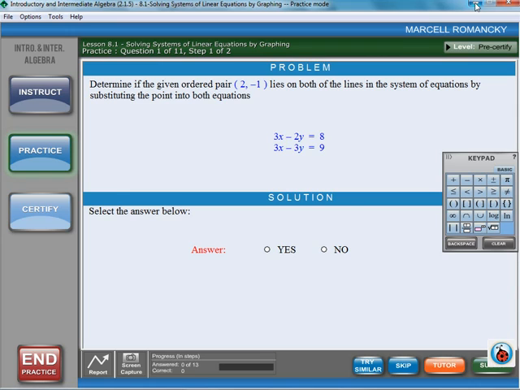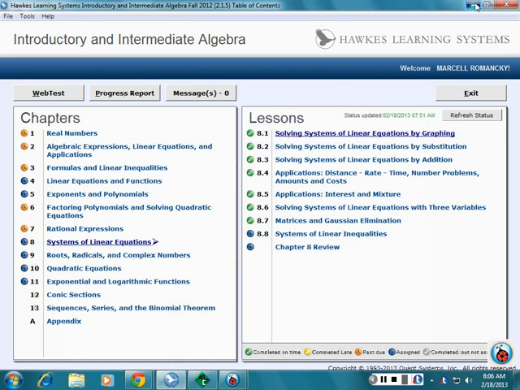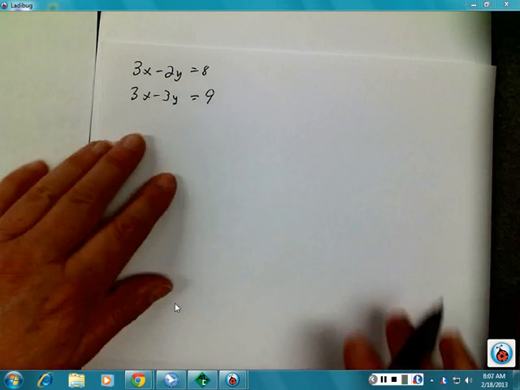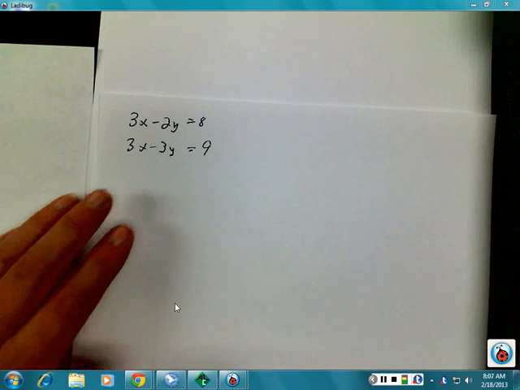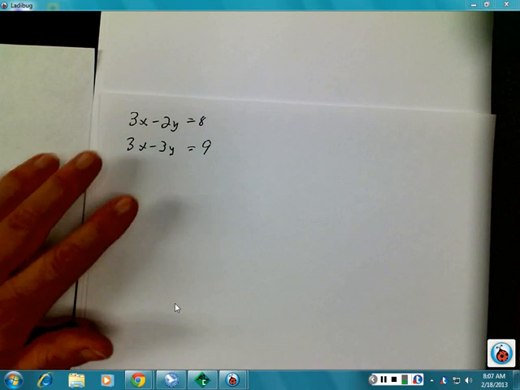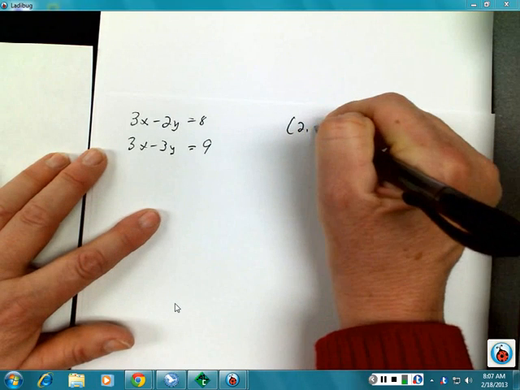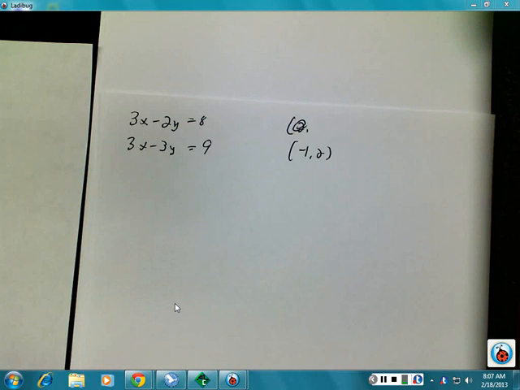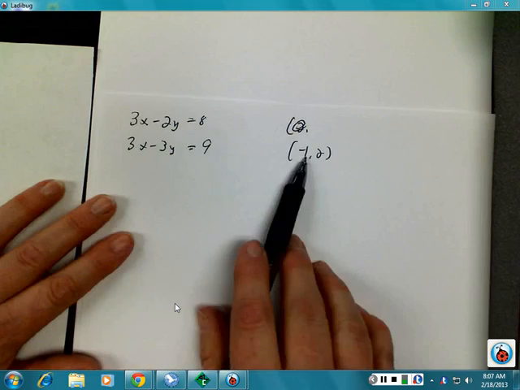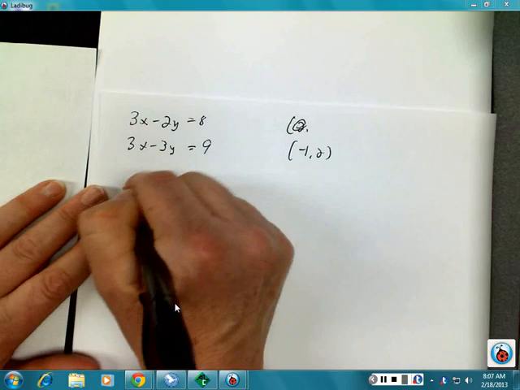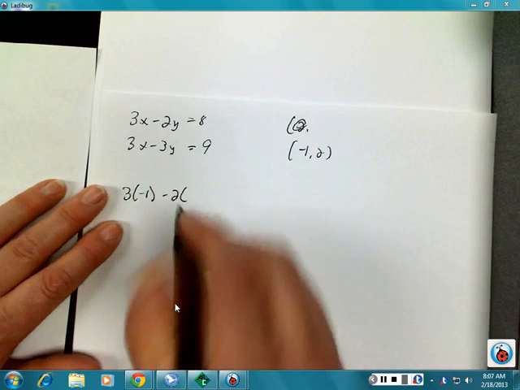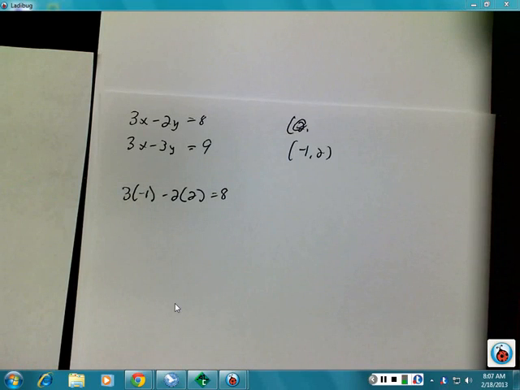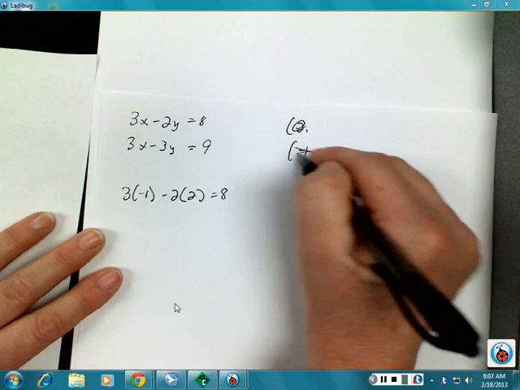So let me shrink this, and let's go back to our equation that we have here, and let's see what we end up with. If I take a look at this one, my point was 2, -1, and I want to know if that works. So plug -1 in where x is at, so 3 times the -1 minus 2 times 2. Does that equal 8? Was it the other way? Oh, 2, -1, thank you.